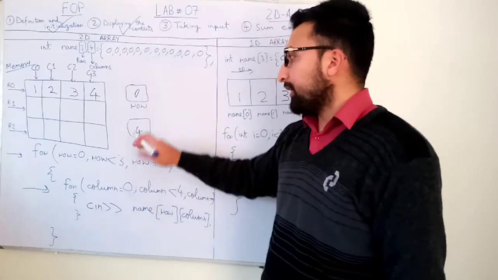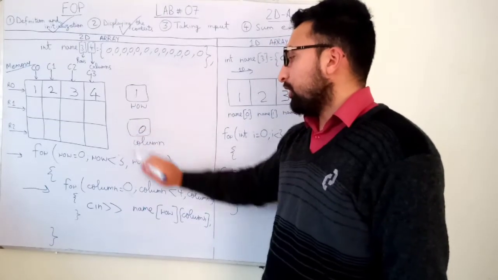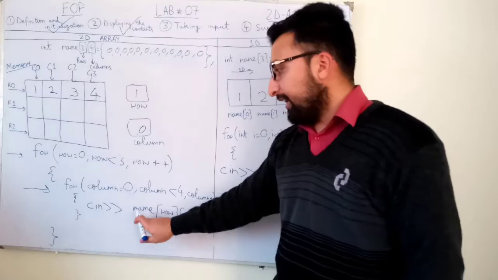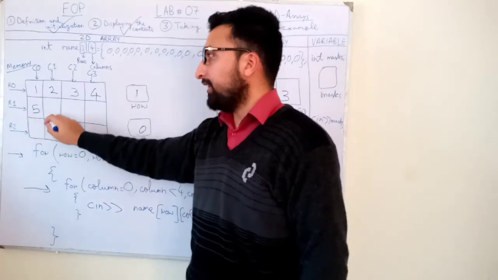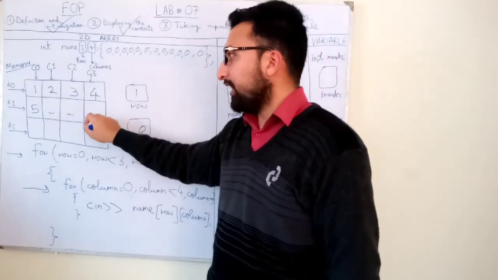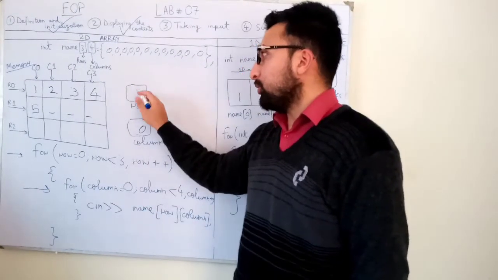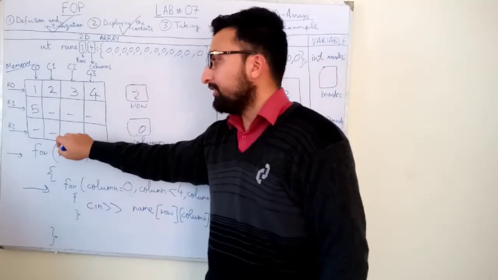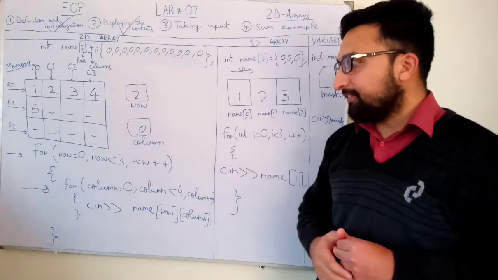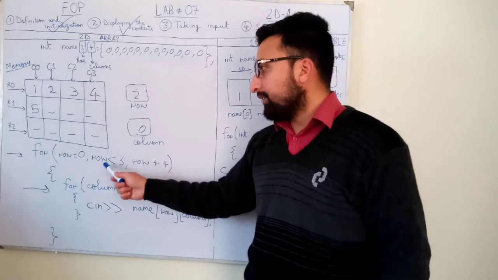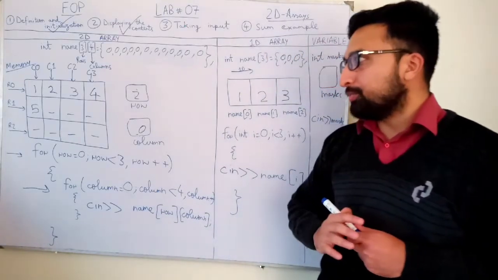We go back here, row becomes 1 now, and column again becomes 0. So now we will be taking input in the array at row 1 and column 0. So row 1 and column 0. Whatever the user inputs gets stored here. Similarly, the inner for loop runs again and gets data stored here. Then it comes out of the inner for loop, row gets updated to 2. Any data that is entered by the user will now get stored here. When the inner for loop skips, row will become 3 now. 3 less than 3 will become a false statement, and it will come out of both the for loops.